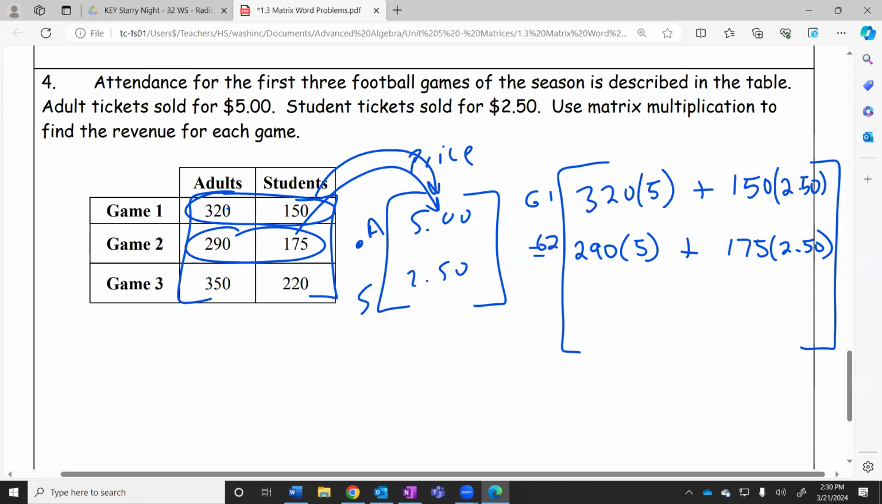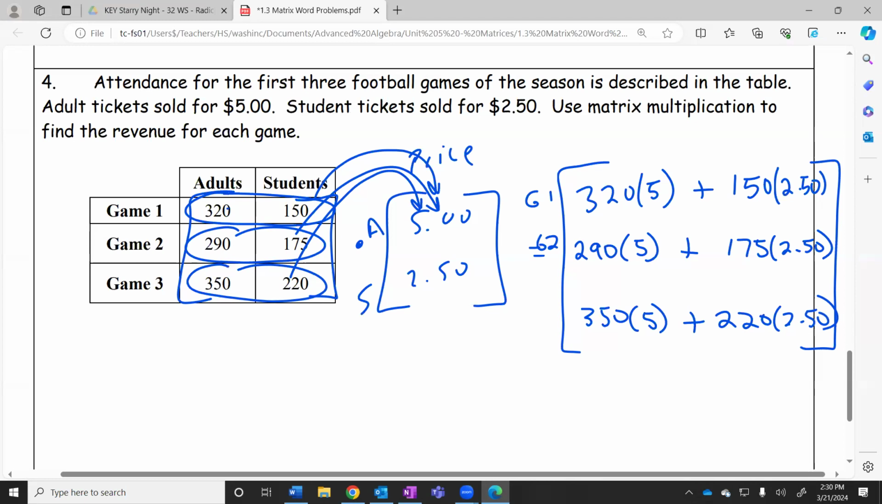Well, what about game 3? Well, we can do the same thing. The 350 and the 220, we're going to multiply by the 5 and the 2.50. But does it matter which ones we multiply? Yes, and we also have to add them together. So 350 times 5 and 220 times 2.50.